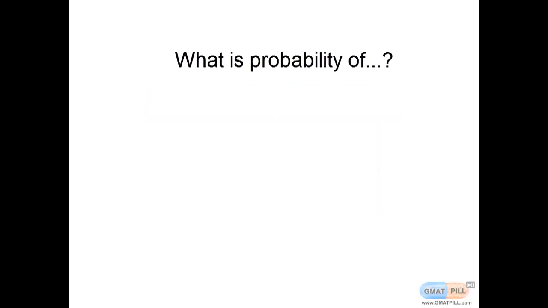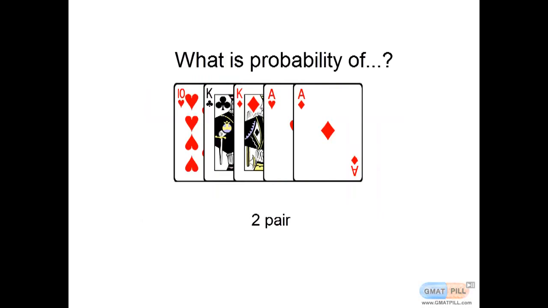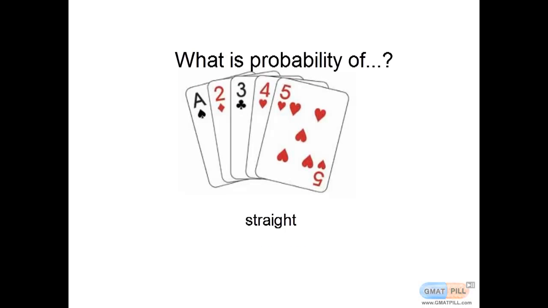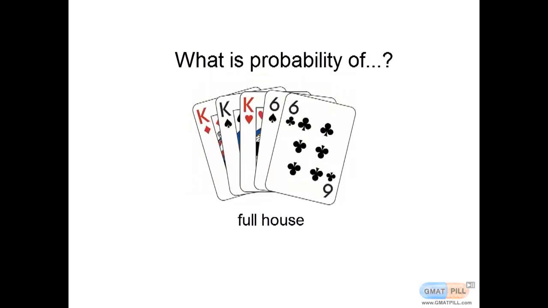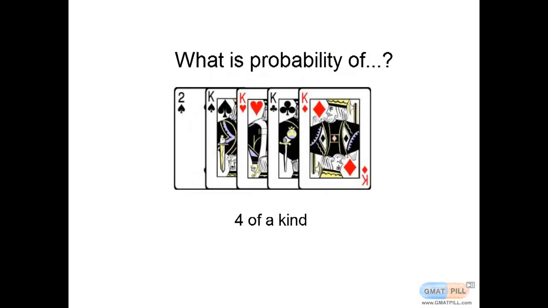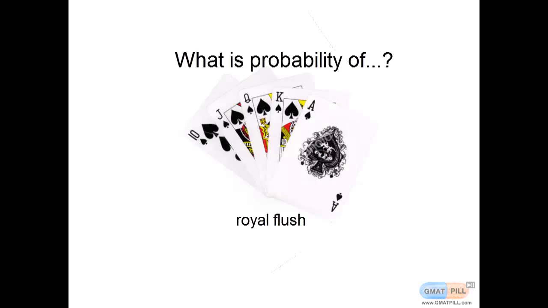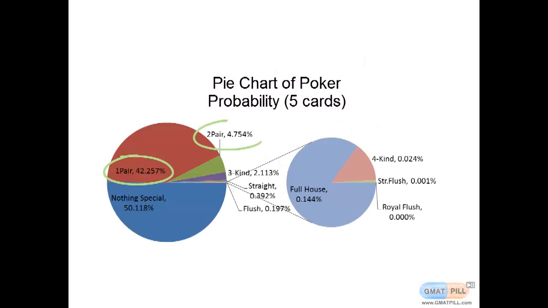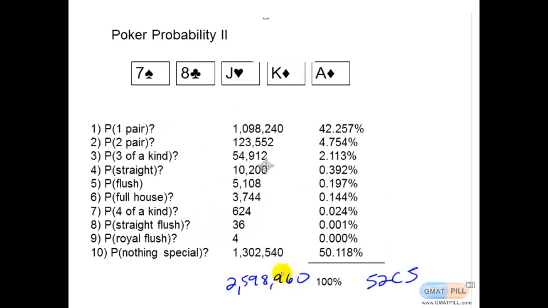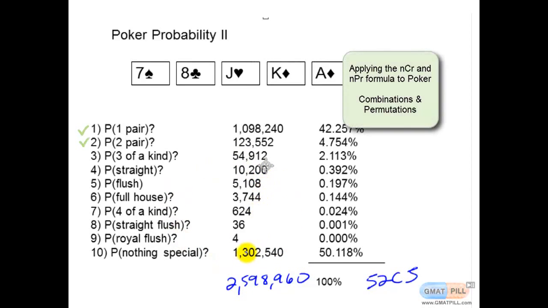What's the probability of getting a pair, two pair, three of a kind, a straight, a flush, full house, four of a kind, straight flush, royal flush? How do we get this pie chart with all the answers? Well, it all comes from this table of numbers here. We're going to show you exactly how to calculate each item line by line using the nCr formula so that they add up to 100%.